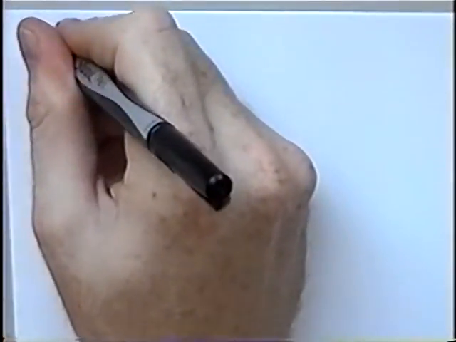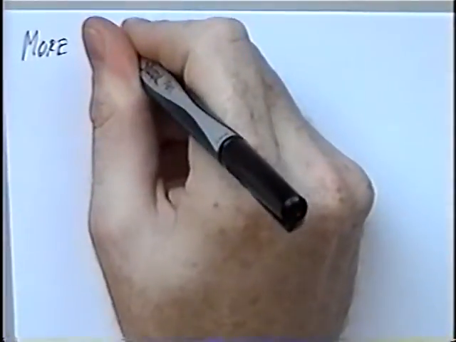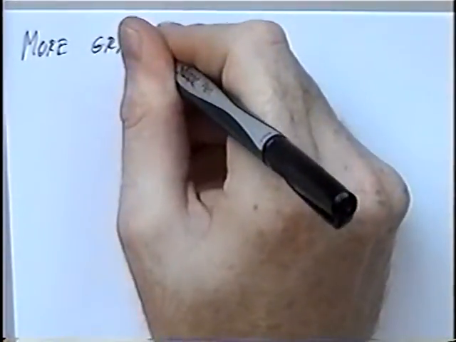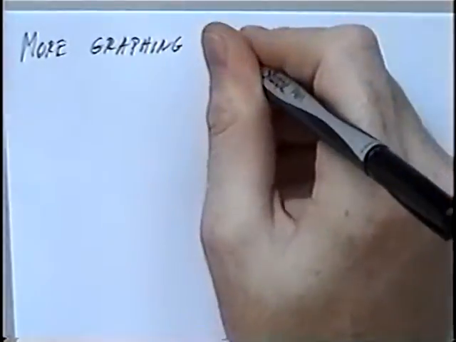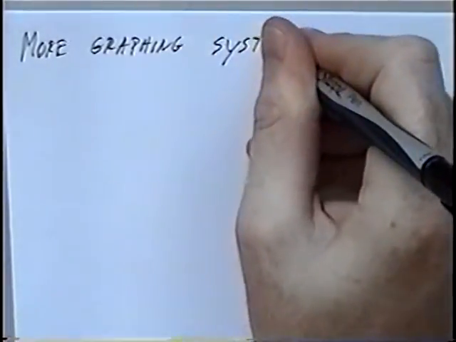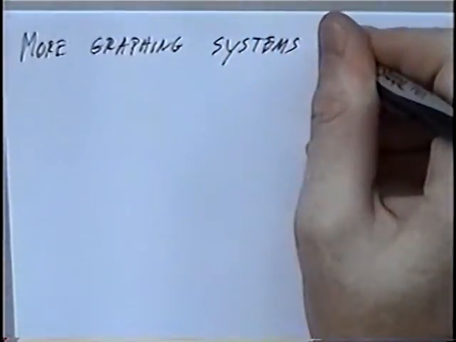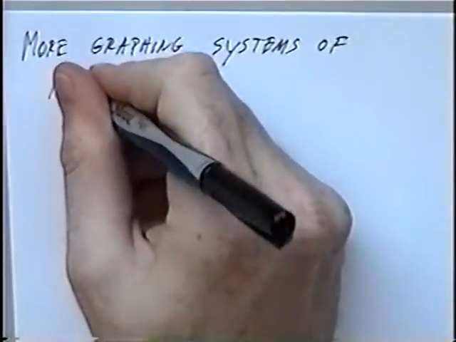Title of the last section today is More Graphing Systems of Inequalities.